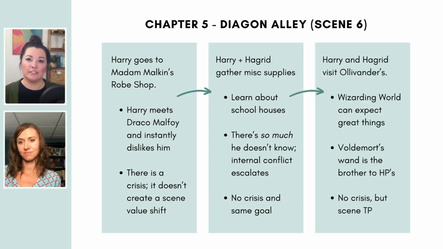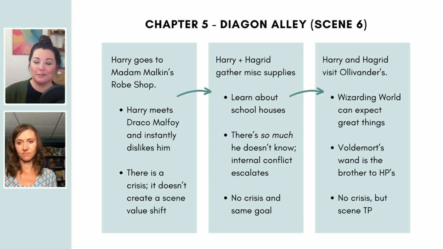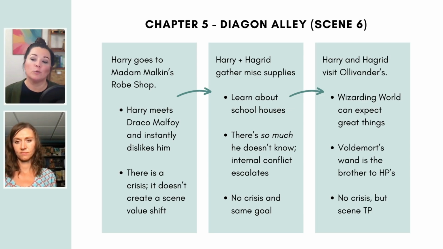We go to Ollivanders, where he delivers a line, the wizarding world can expect great things, which really cements what Harry's been worried about. He's like, I feel weird about this, and now Ollivander's saying, yeah, the world will expect great things from you. So he's even more insecure because of this. And then he faces the scene crisis here, or rather it triggers the scene crisis.